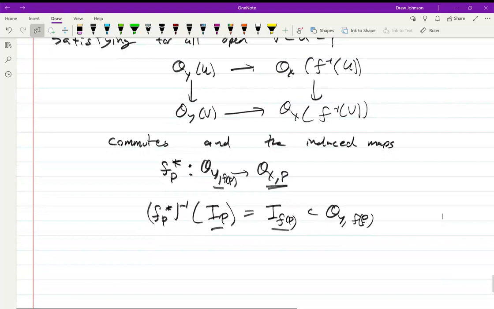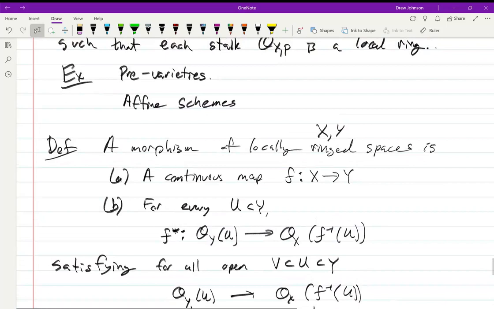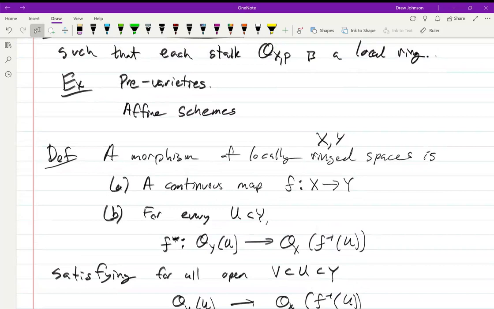Let's now state the following proposition, which will give us a hint that this was the right definition. Sorry, I guess we didn't make the definition, but the definition, of course, is that a morphism of affine schemes is just a morphism of locally ringed spaces, okay? And also, we should note that by our remark before, our morphisms of pre-varieties are morphisms of locally ringed spaces as well, if you consider the pre-variety to be a locally ringed space, okay?